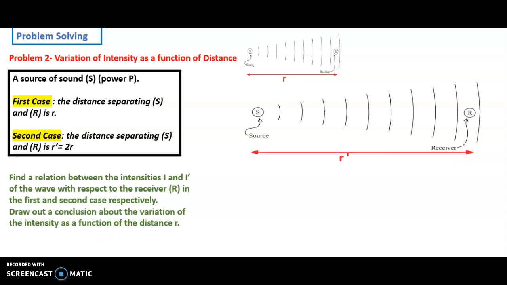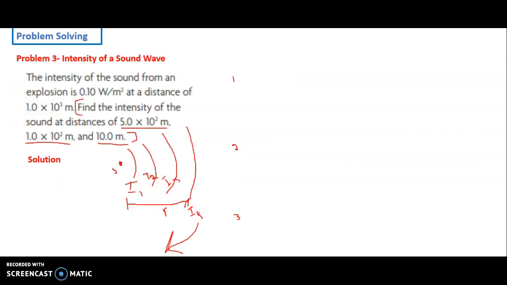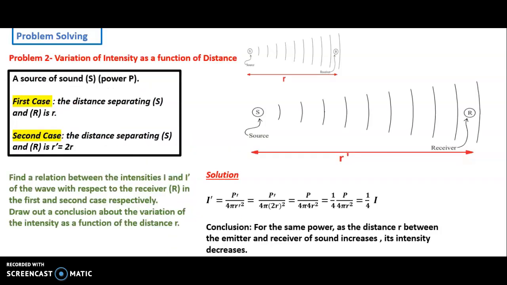Starting in the same way, from I prime is P prime over 4 pi R prime squared. We have P prime is equal to P, so we did not change the power here. And 4 pi, R prime is double R, all squared. So you have to distribute the square now for 2 and R. So it's 4 pi 4R squared. Factorize, take 1 over 4 as a factor. We are left with P over 4 pi R squared.